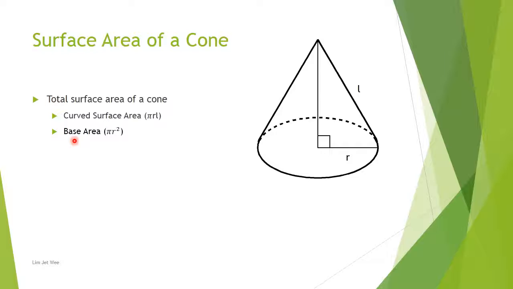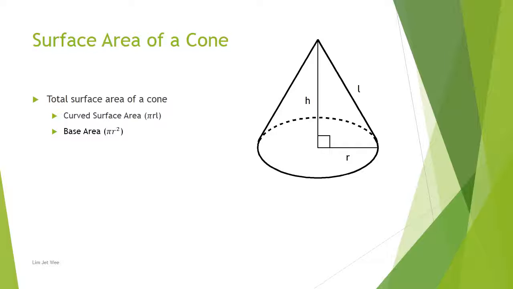So the base area, surface area, is actually based on a formula pi r square. Pi is this symbol, which I will explain later on using an example. R is the radius, which is measured over here from the center all the way to the edge, square. And the curved surface area is actually pi r L. Again, R is a radius and L is the slant height.